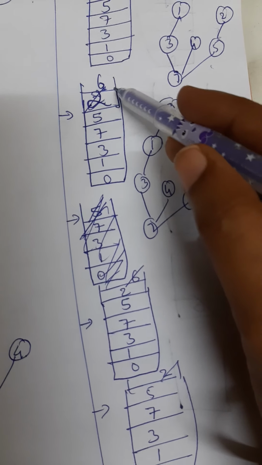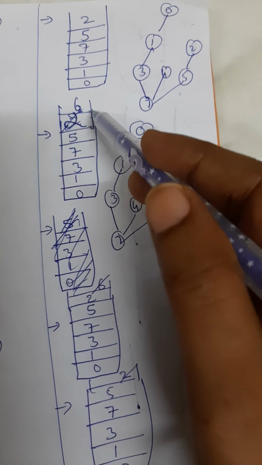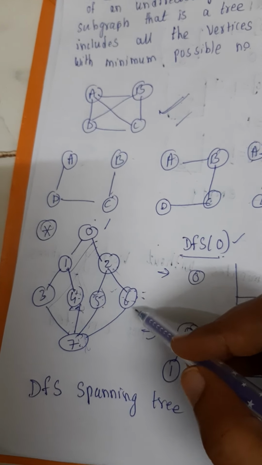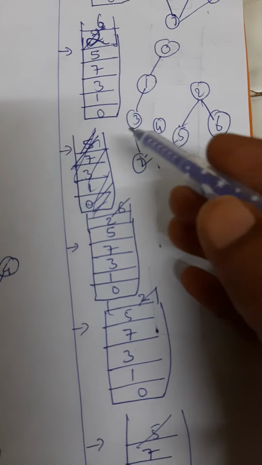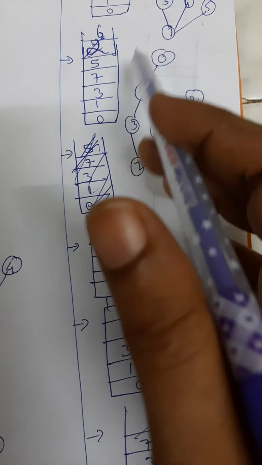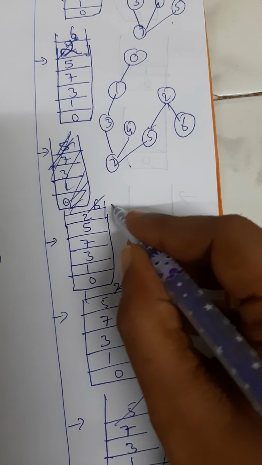So take 6. Now what is the stack top? 6 is the stack top. Adjacent vertices are 2 and 7, but 2 and 7 are already visited. So now you remove 6 from the stack.